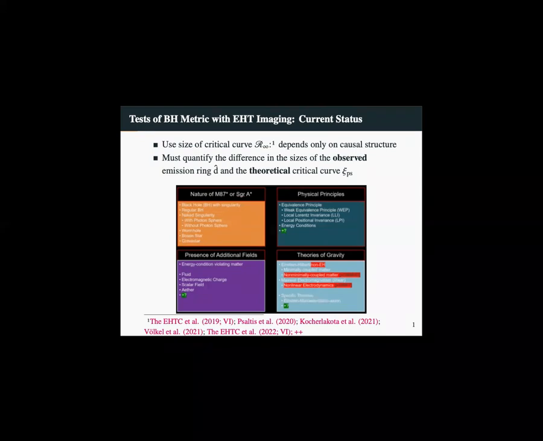What we actually see in the image is a bright ring of emission, which is the lensed direct image, the zero order image, of the accretion disk, and the location of the brightness maximum in this image does not correspond to the critical curve directly. So we must calibrate the difference between the observed emission ring and the theoretical critical curve, and this gives us some bounds on the shadow diameter, the shadow radius itself, with which we can do a series of different tests.